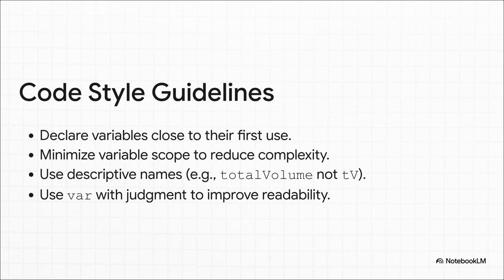Keep your variable scope as small as you can. This helps cut down on complexity. And for the love of all that is holy, use descriptive names. Total volume is infinitely better than TV. And finally, use var wisely. It's a fantastic tool for readability, but not if it makes the code's intent less clear.